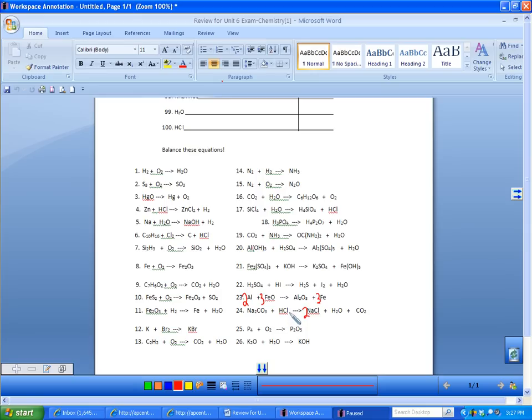Let's look at the chlorines next. 1 chlorine, 2 chlorines. 2 H's, 2 H's. 3 oxygens, 1 and 2 makes 3 oxygens. 4 P's, 4 P's. 10 oxygens, 10 oxygens. 2 K's, 2 K's. 2 H's, 2 H's. 2 O's, 2 O's. So we're done with balancing our equations.